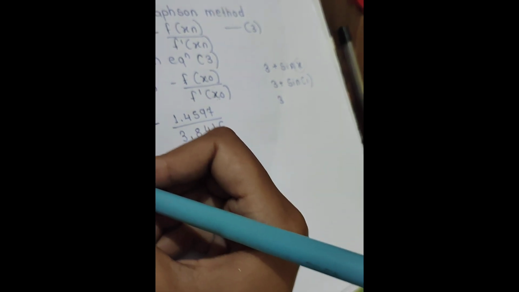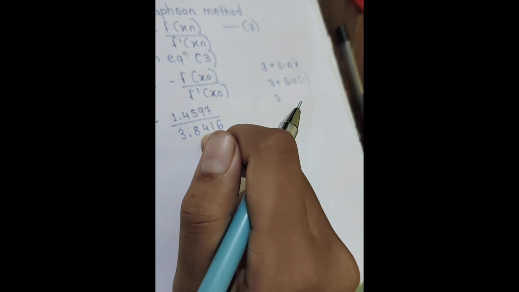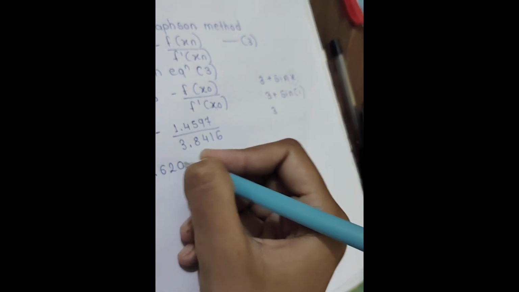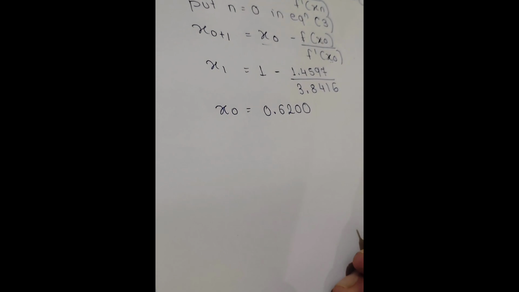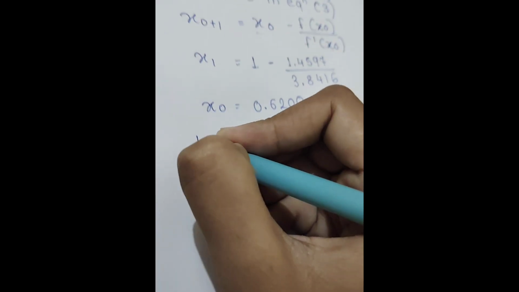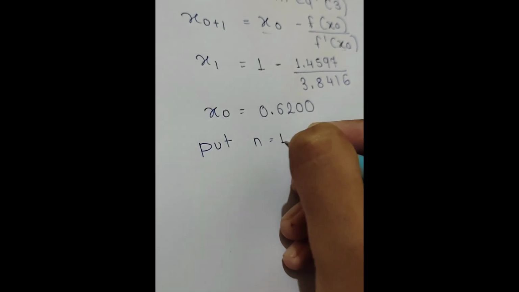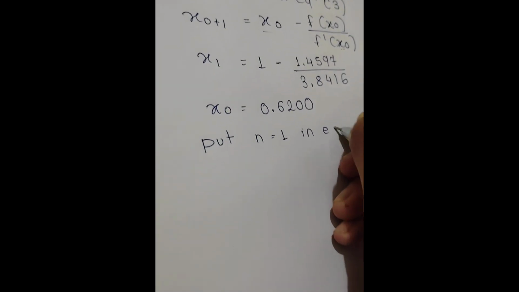Then we can solve both on our calculator. Then we get the answer 0.6200. Okay, got it? Then what we have to do is put n = 1 in equation 3.